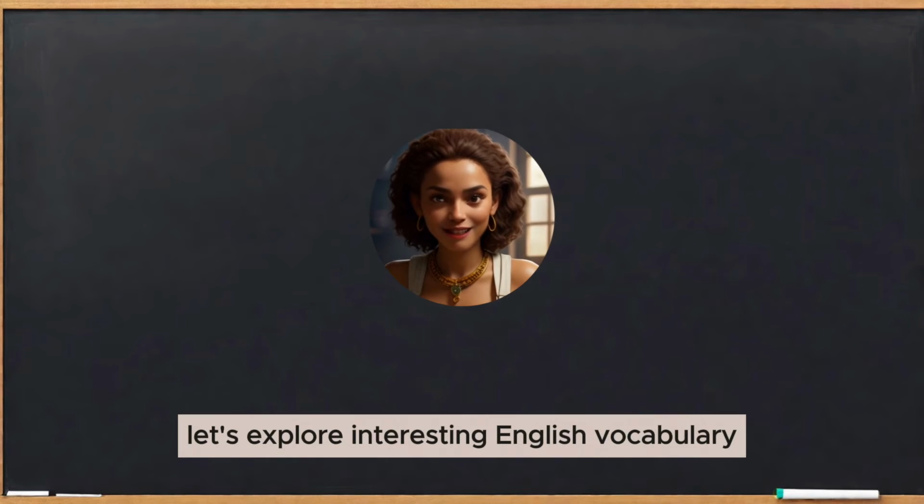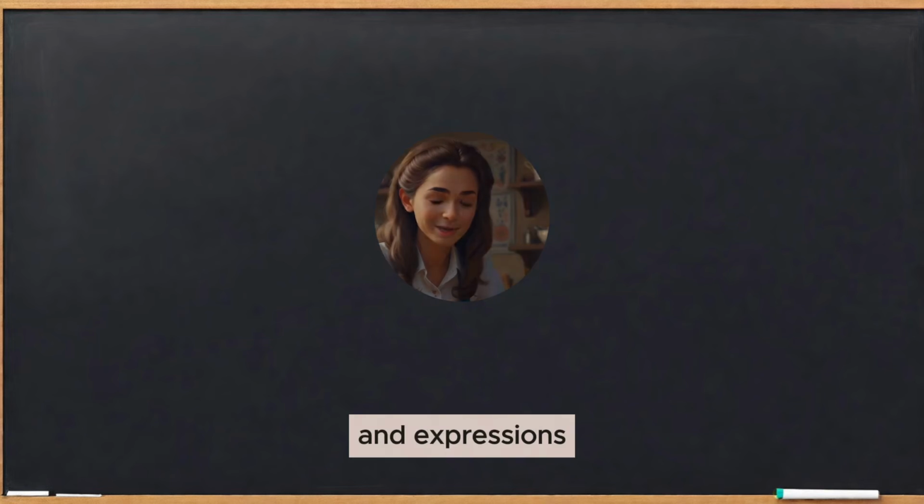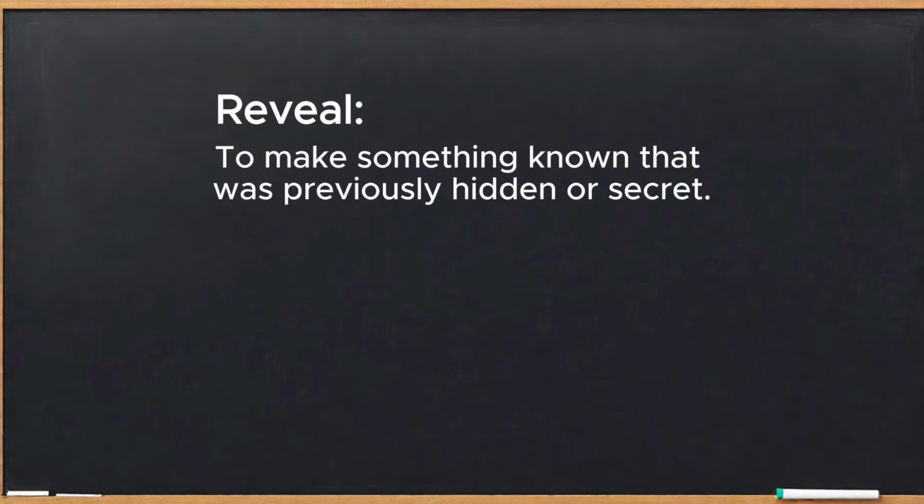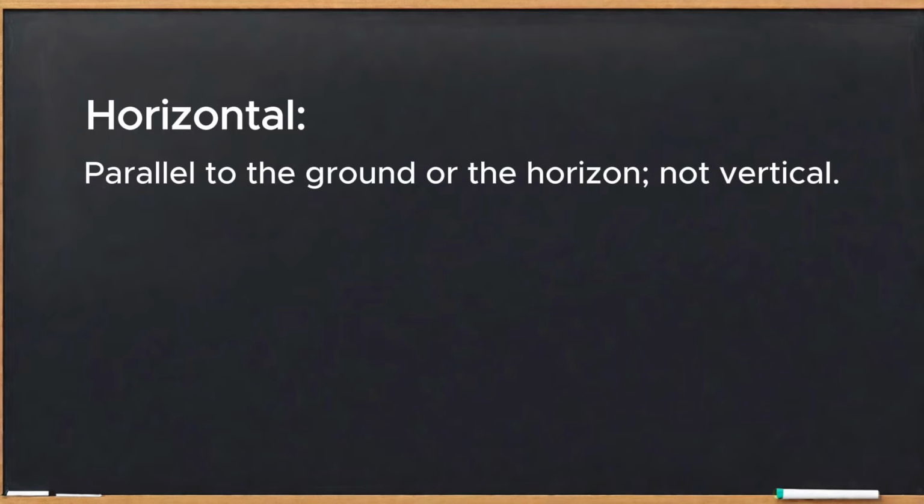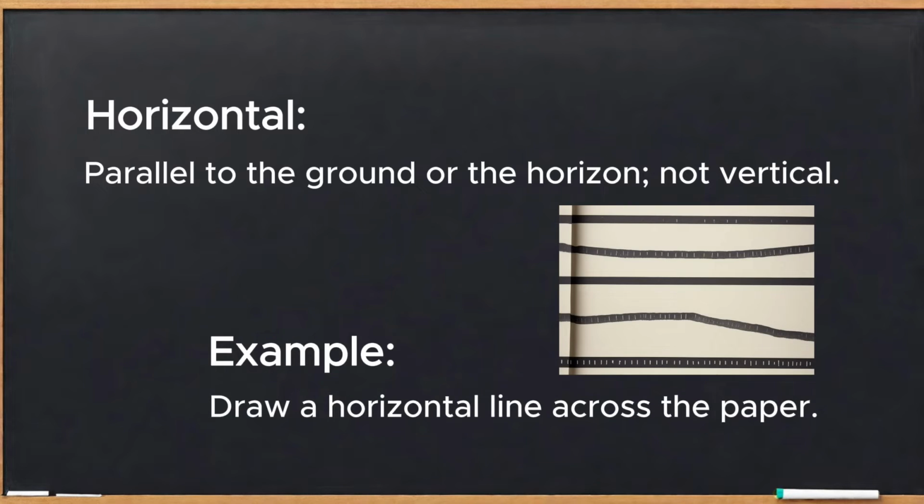Let's explore interesting English vocabulary and expressions. Reveal. To make something known that was previously hidden or secret. Example: the magician revealed his secret trick at the end of the show. Horizontal. Parallel to the ground or the horizon, not vertical. Example: draw a horizontal line across the paper.